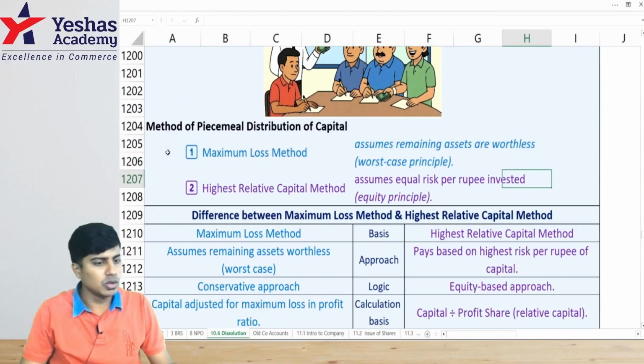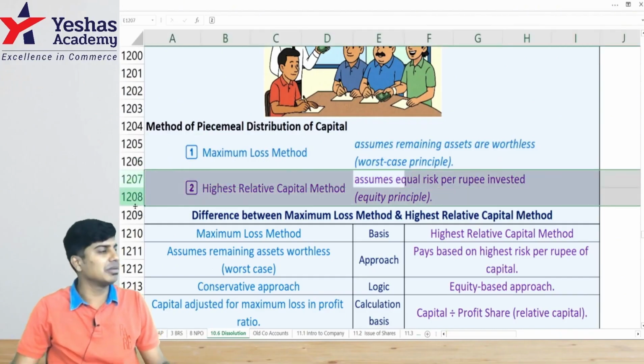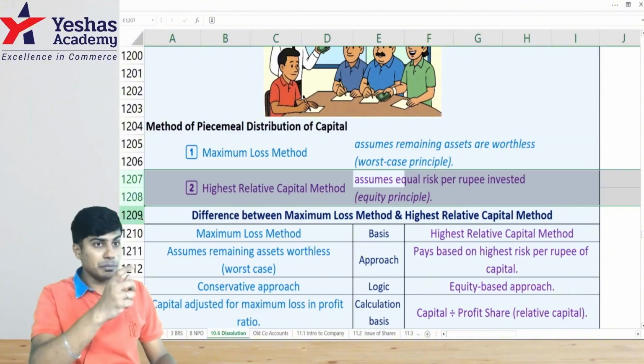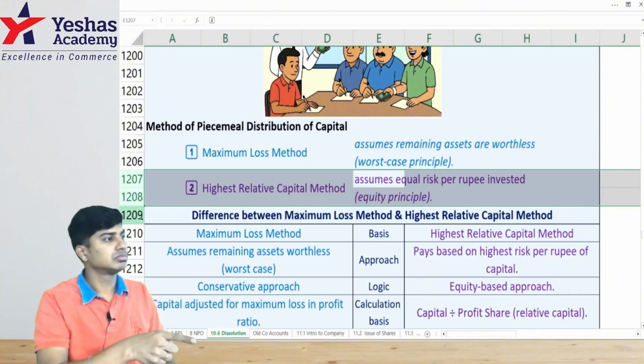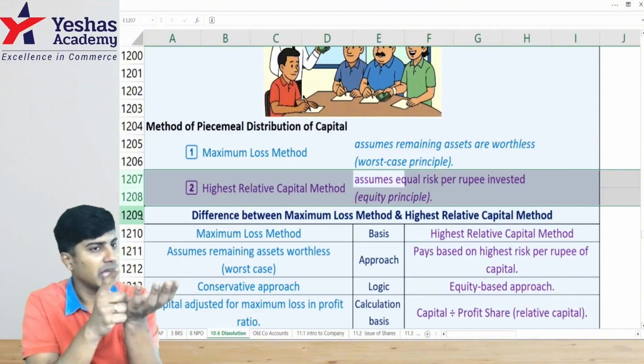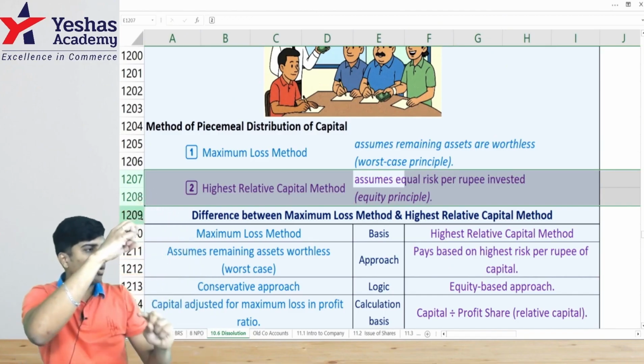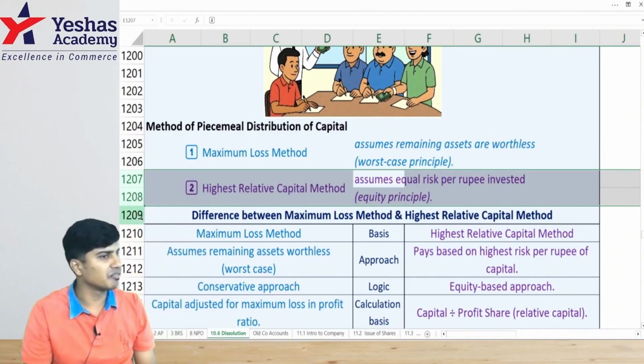Whereas, how do we do it under the highest relative capital method? Very simple. Here, we don't compute loss. We will compute the amount that we should pay. If I say capital is this much, I will pay it if I compute. What I will not pay is found as the balancing figure. You understood what is the difference between these two?